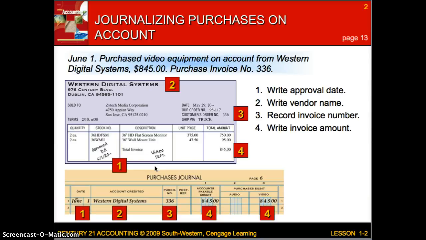So, journalizing purchases on account. On June 1st, we purchased video equipment on account from Western Digital Systems, 845, purchase invoice number 36. So here is our purchase invoice. You can see this on page 13, or you can see this right here.